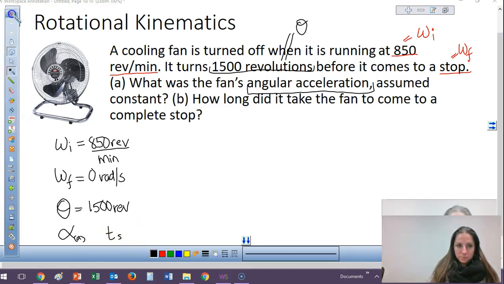Oops. I don't know why I wrote it like that, but that's the way I did it, right?